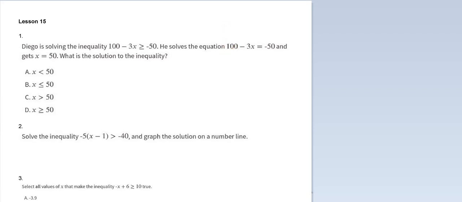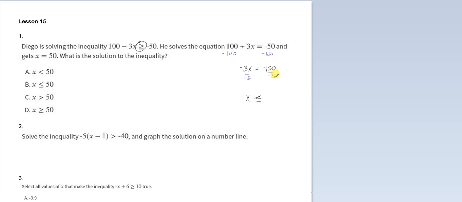Now, as he was solving this, his steps were subtract by 100. All right, and what that did was that gave him this. Remember, this was a negative 3x, so negative 3x was equal to negative 150. And then his last step, and this is important, is that he divided by negative 3. Now, we've talked about in class, in an inequality, when you divide both sides by a negative or multiply both sides by a negative in the solving process, it will turn your inequality symbol from what it used to be to its reverse. So this used to be greater than, now it's going to be less than or equal to.